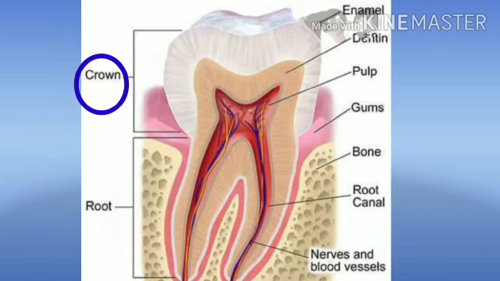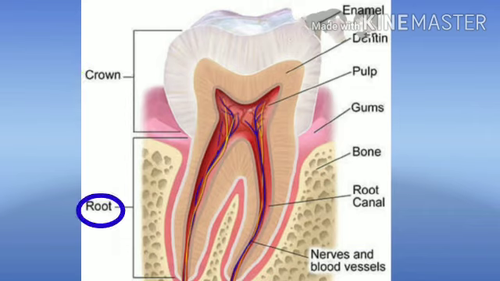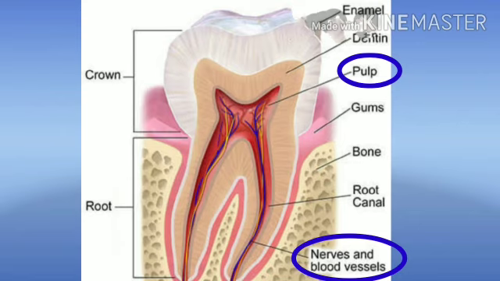The part of tooth above the gums that we can see is called crown, and the part of tooth which is not visible to us and is under the gums is called root. The white shiny part of the tooth is called enamel. The hardest part of the tooth is called dentine. There is a dental pulp which contains nerves and blood vessels and is the softest part of the tooth.